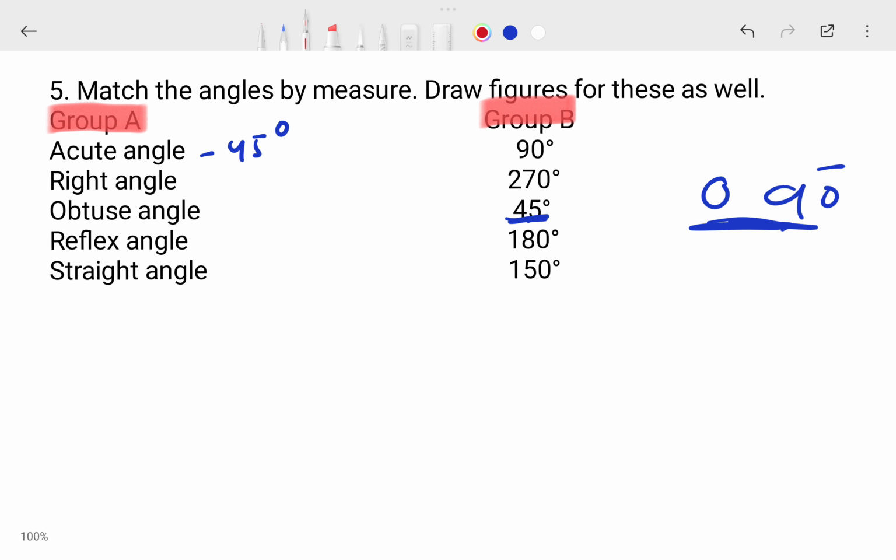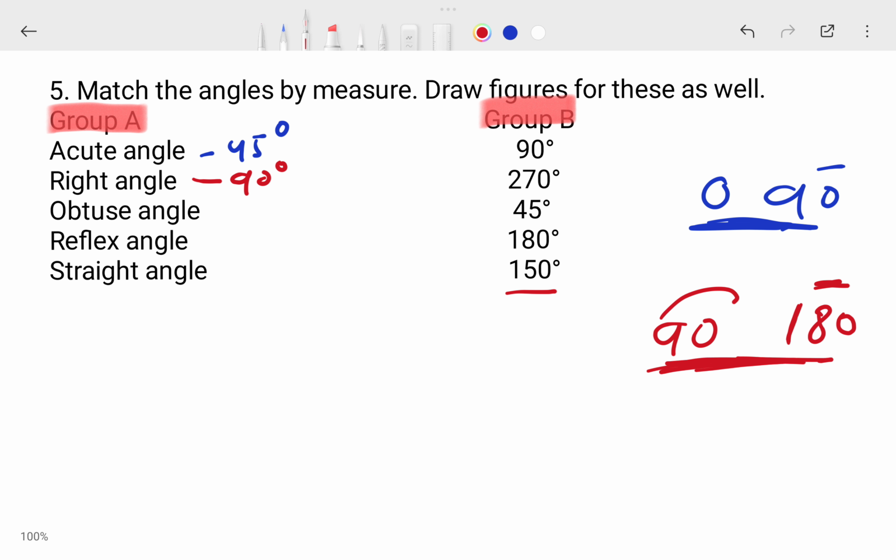Now, a right angle is always 90 degrees. So here we can write 90 degrees. Now after that, an obtuse angle means it is more than 90 degrees but less than 180 degrees. So 150, yes. 180, no, because an obtuse angle means less than 180. 270, no, because we have to find more than 90 and less than 180. So this is 150. Here we will write 150 is our obtuse angle.